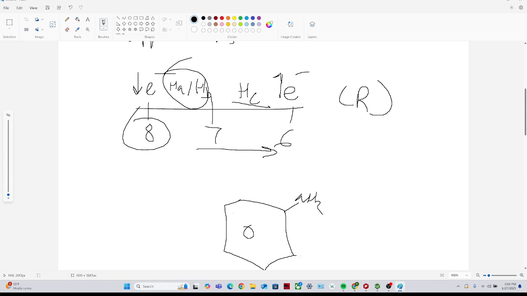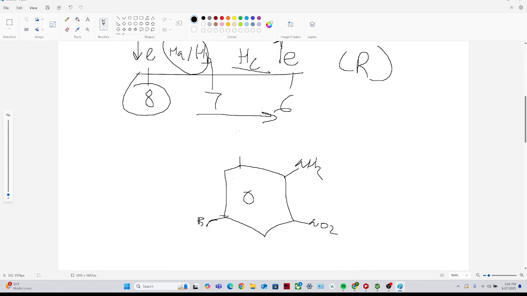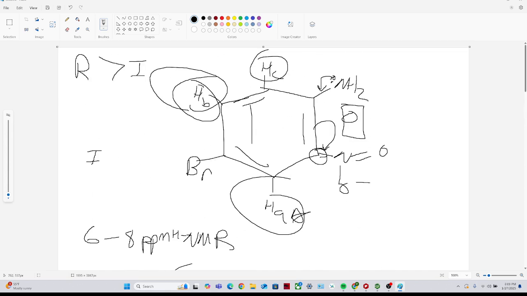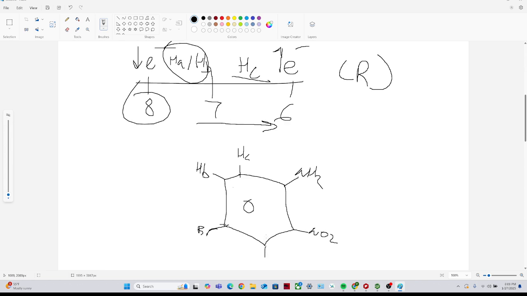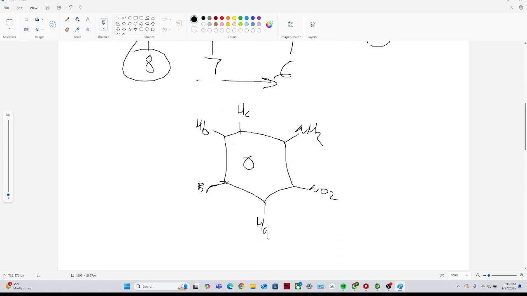NH2, NO2, Br. This is HC, HB, HA. Okay, so now that I've recognized that HB and HA are going to be past the 7 mark, what do I do now? Well, I go to induction, and that's the next thing that anyone should do really for describing NMR shifts, or for NMR chemical shifts of non-equivalent protons.